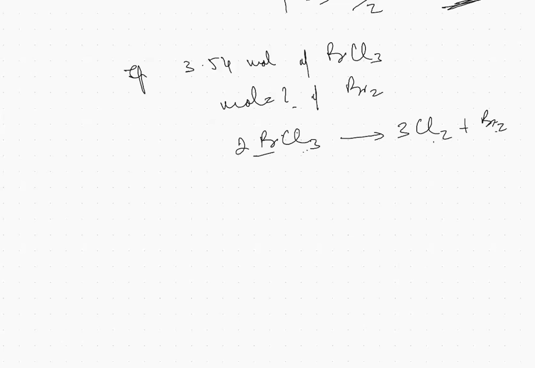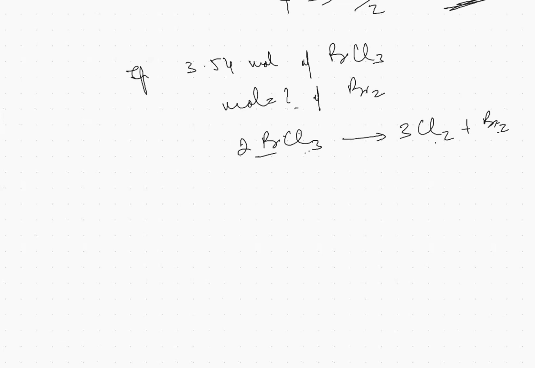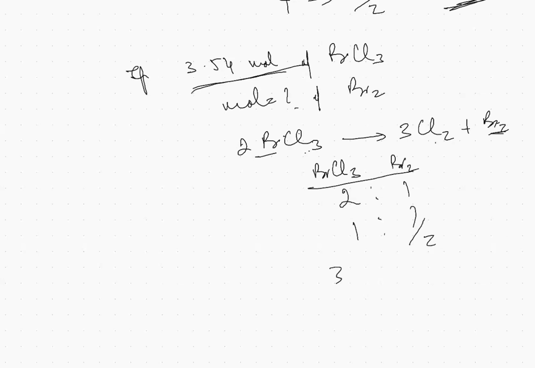And with bromine this time. So if you want, you can write it like what we did before. The ratio is 2 to 1, so it's half. They're asking if you have 3.54 moles, it would be half of that, right? 3.54 divided by 2, I get 1.77 moles. Right? So we do that.